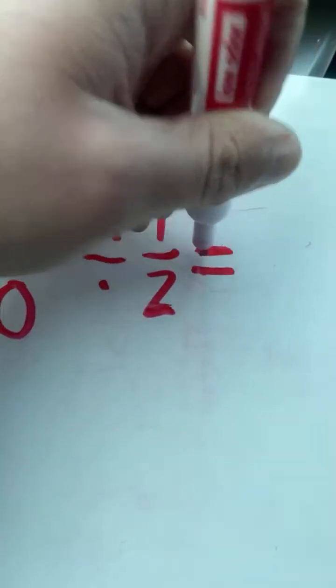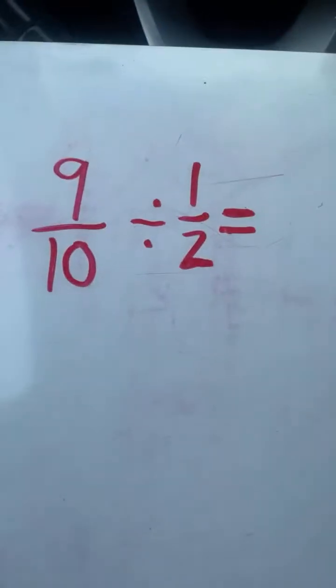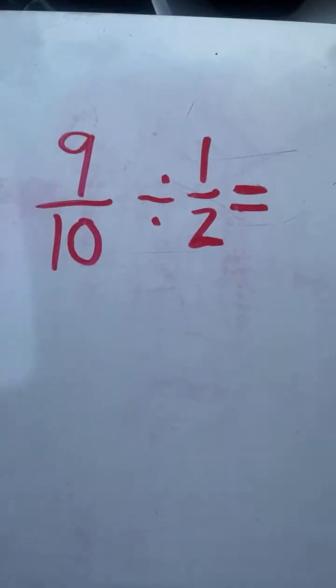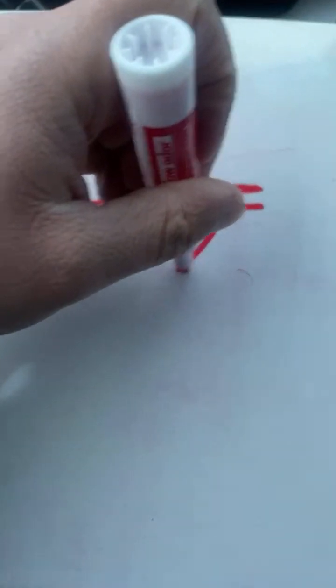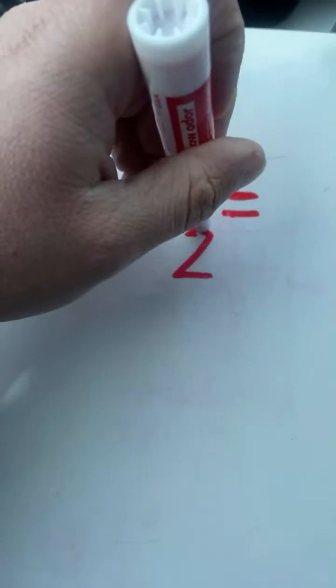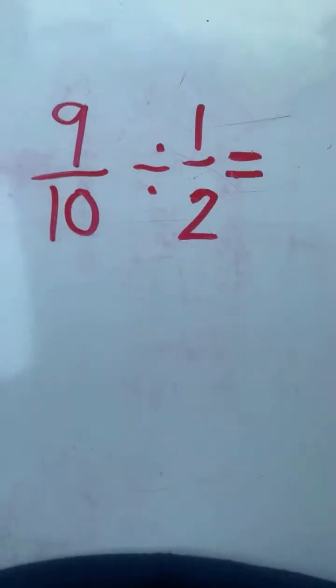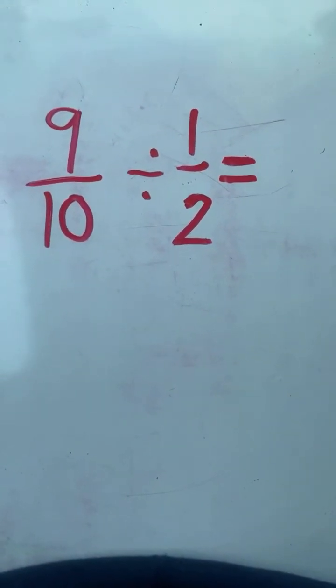9/10 divided by 1/2. Let me make that 2 a little bit neater. I want it to line up. We always want to write it as neat as possible here on the Mr. Camilleri Show YouTube channel.